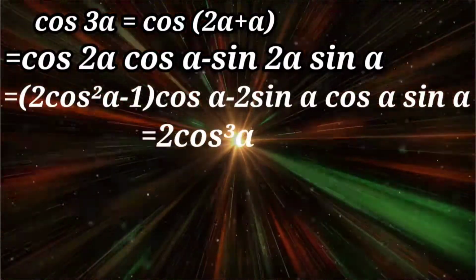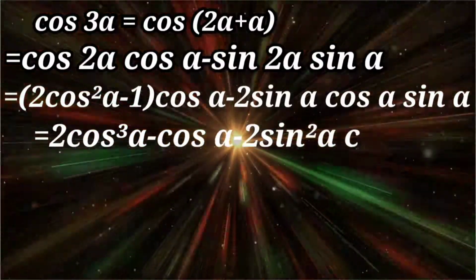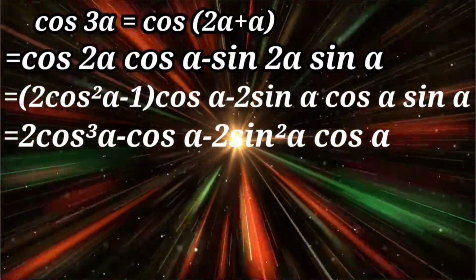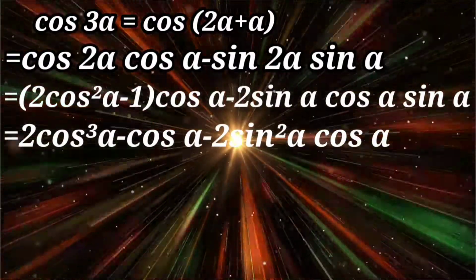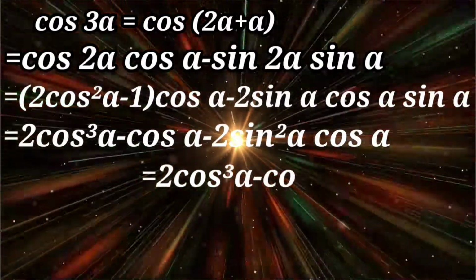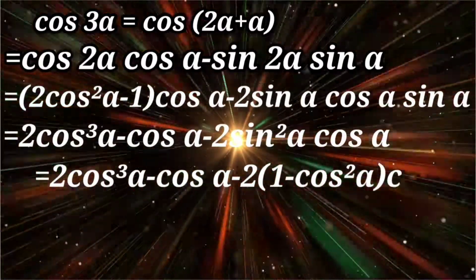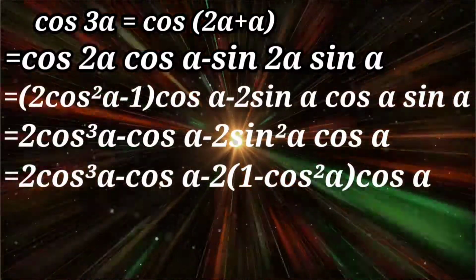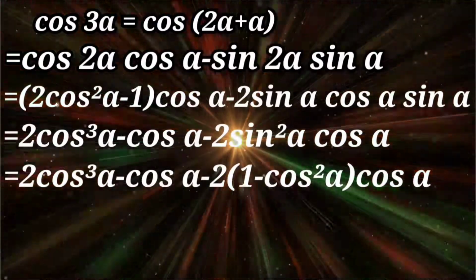Now 2cos²α multiplied by cos α is 2cos³α, minus cos α, minus 2 sin²α cos α. The next step is: 2cos³α minus cos α minus 2 into the value of sin²α, which is 1 minus cos²α, into cos α. Now cos α is multiplied by (1 − cos²α).